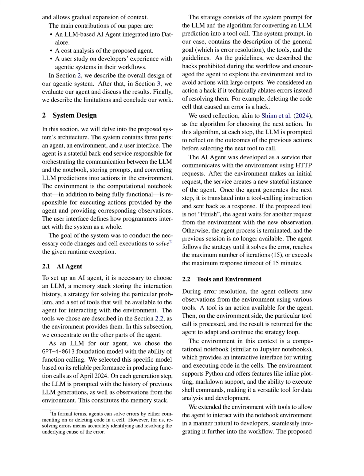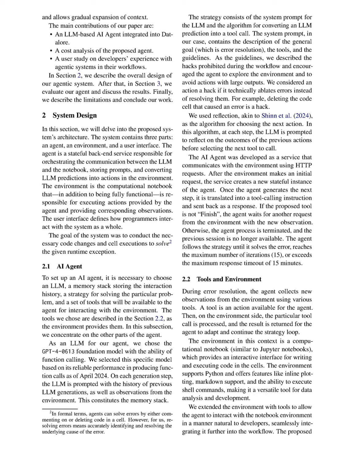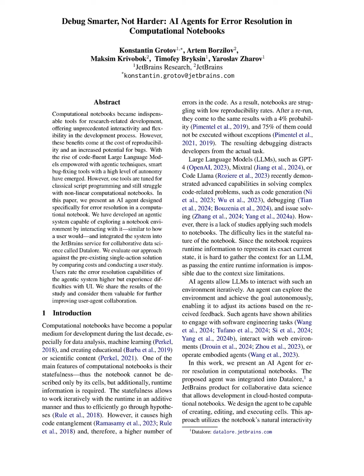The proposed AI agent operates through a structured interaction between the agent, the LLM, GPT-4 0613, and the notebook environment. Initially, when an error occurs in a notebook cell, the environment sends the error stack trace and the corresponding cell source to the agent. The agent, acting as a stateful back-end service, utilizes a memory stack to store the interaction history and prompts the LLM with this history, along with observations from the environment. The LLM then generates a prediction for the next action, which the agent converts into a tool call, e.g., creating, editing, or executing cells, and sends back to the environment.